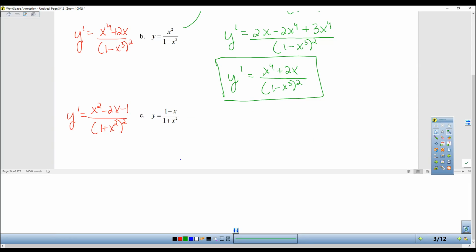Hopefully you're getting the hang of it. Last one. Y prime is the bottom times the derivative of the top minus the top times the derivative of the bottom, all over the bottom squared.